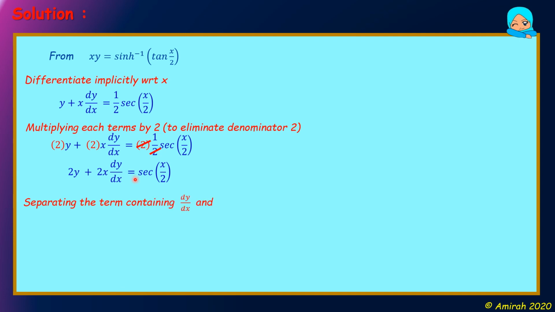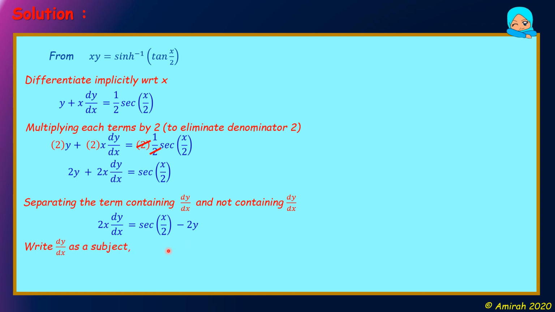And after that, we need to separate the term containing dy over dx and the term not containing dy over dx. In this case, I bring the term not containing dy over dx to the right hand side. Now we have 2x dy over dx, the term containing dy over dx. And on the right hand side we have sec x over 2 minus 2y. This is the term not containing dy over dx.